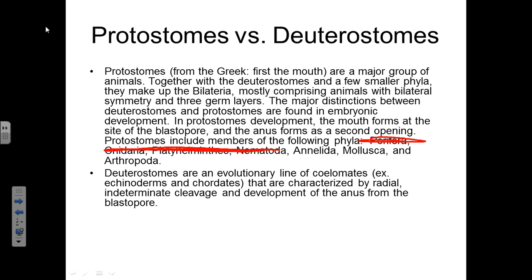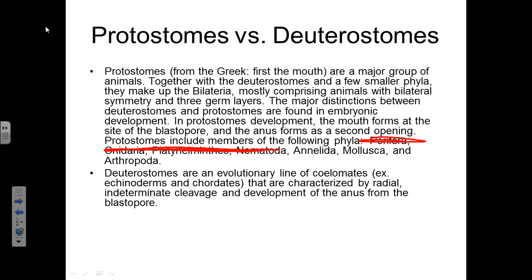And the protostomes also include arthropods. Arthropods are mostly what? Most common arthropods. What does the word arthropod mean? Pod, P-O-D, what does that mean? Pod means foot. Arthro means jointed. Jointed feet. These are insects. Also spiders. Also crustaceans like crabs and stuff.